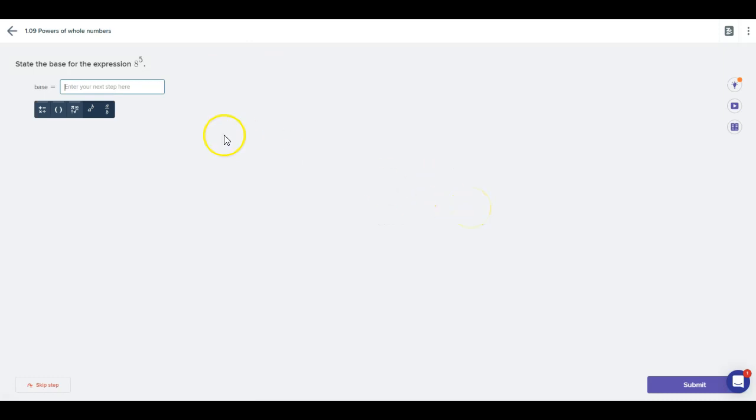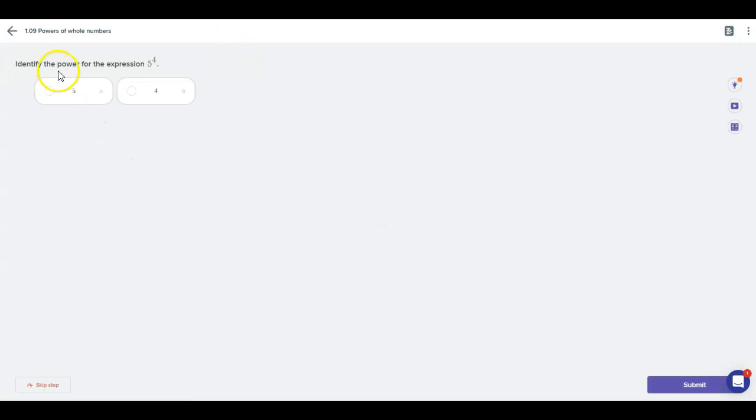So in the first example, it says state the base for this expression. So here we have 8 to the power of 5. So the 8 is the base value and the 5 is the exponent or the power. So it's asking what the base value is, so that's simply putting in the number 8 in this case. And of course this is a question where there is no working out to be done, so I don't need to see anything in your book. So let's submit that. And of course we are correct.